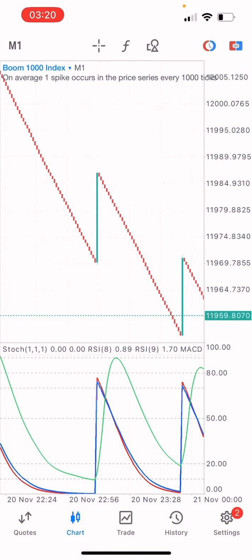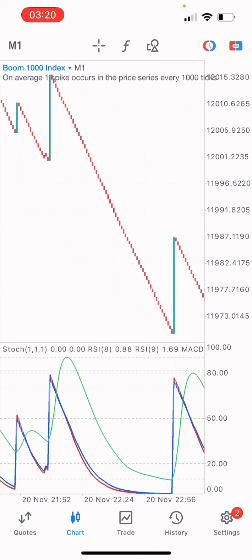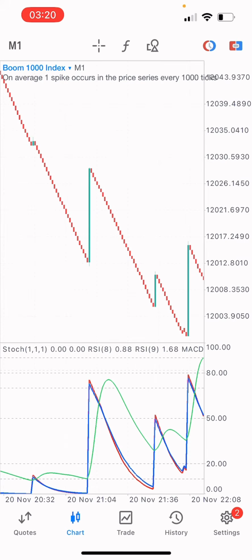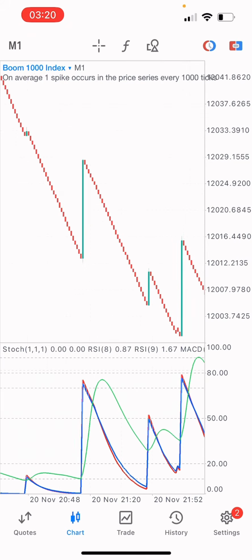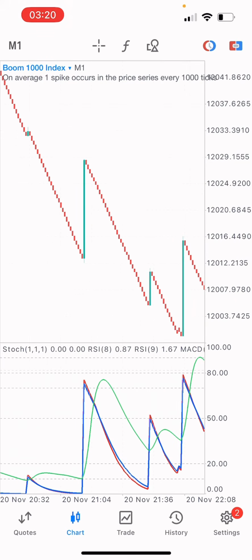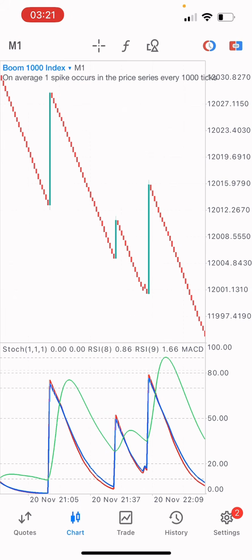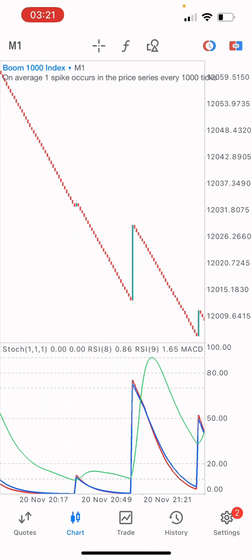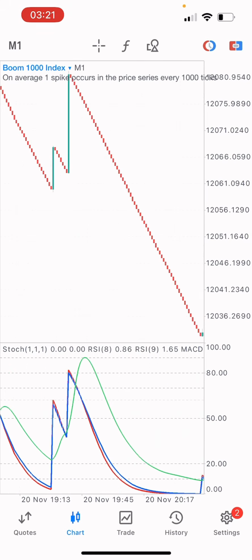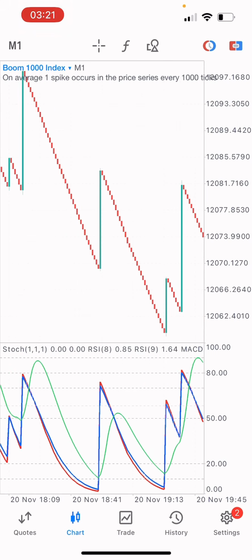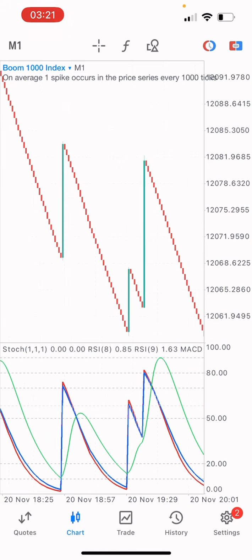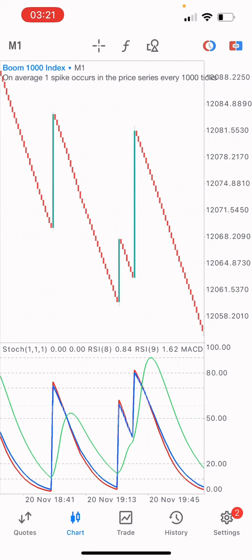Here it did not touch the 90. Here it did not touch the 90. Here it did touch the 90. So let's say you enter the trade here. Then you would have closed at the 50 level there, and you would have made a lot of profit. Here it did not touch the 90 level, here it did touch the 90 level. Let's say you entered the trade here and you would have closed at this 50 level.